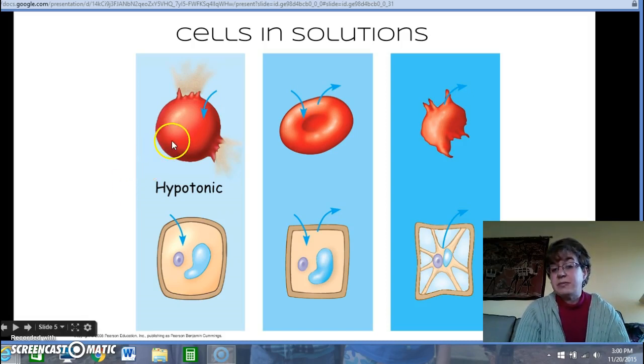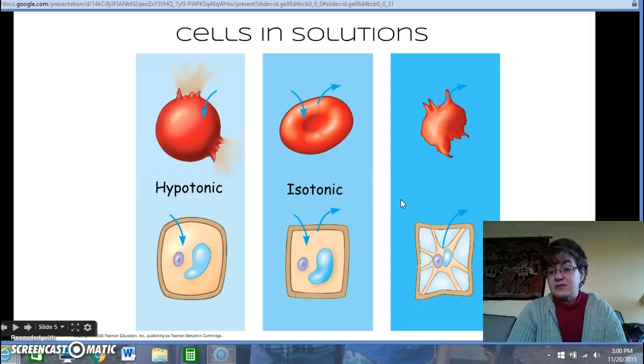The bad part about human cells is that we don't have a cell wall. So if too much water goes in, our cells can blow up. And that's not a good thing for our cells. Now, plant cells have a cell wall, so they just get really firm and full of water. Okay, in the next situation, you see I have water both going in and going out, which means there's the same amount of solutes inside the cell as in the solution. So we say that this solution is isotonic to the cells.